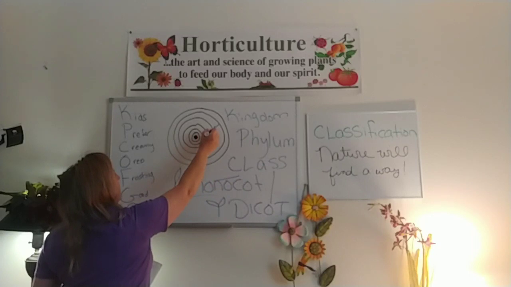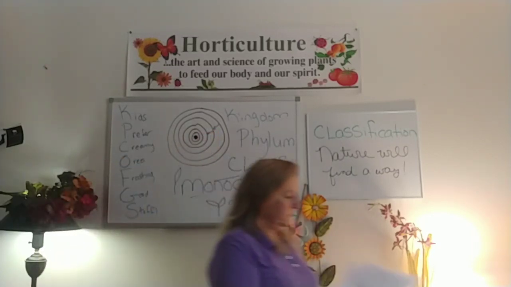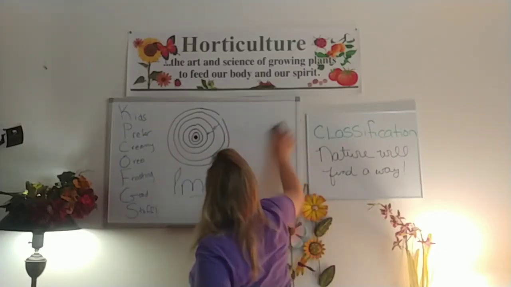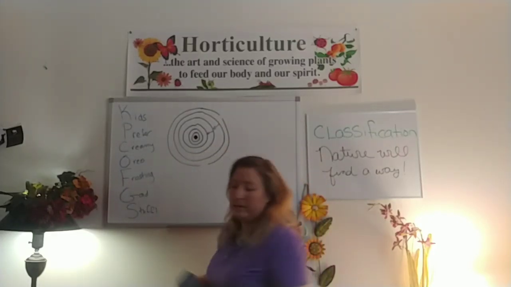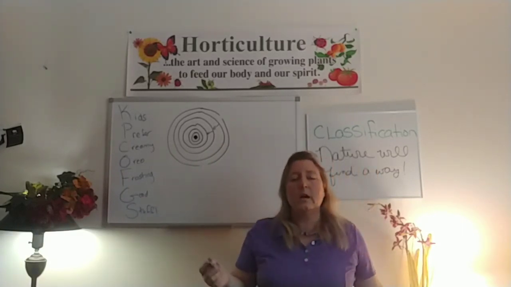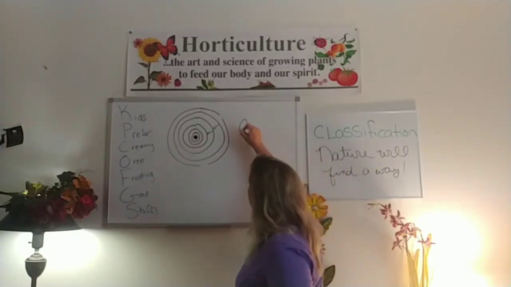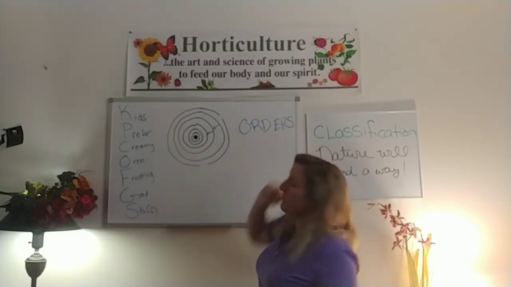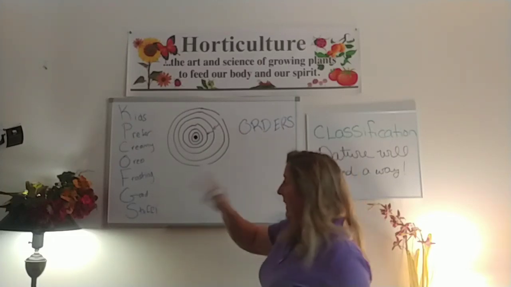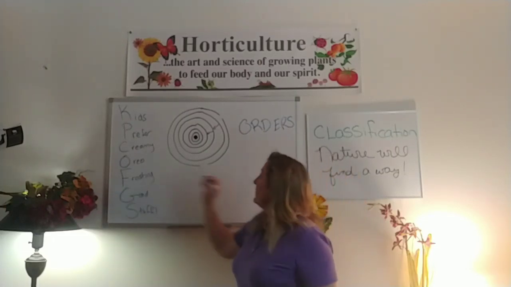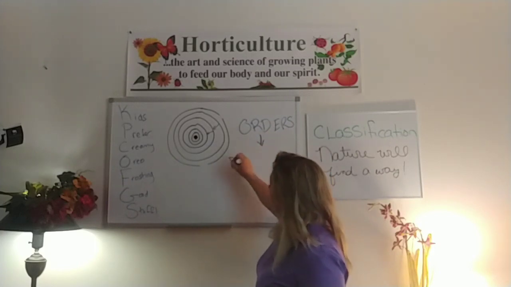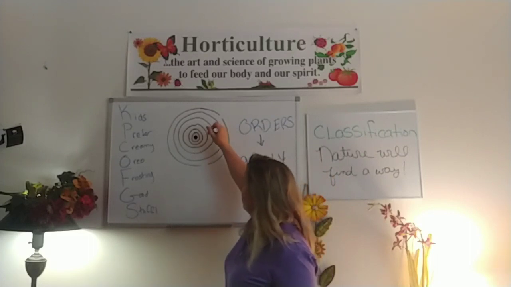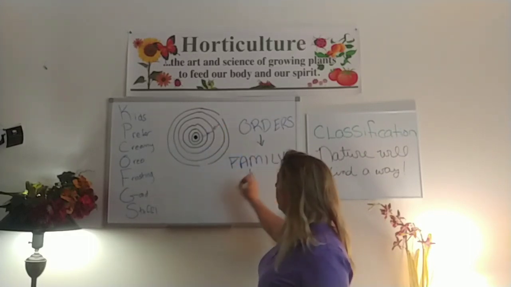So we're getting on down. Order. Now, I got to erase a little bit, so I'm trying to write big. We're not going to worry about orders of plants, okay? We're not going to get that specific. But we are going to talk about orders of insects later, all right? But you need to know order. Next, family. All right, we're getting down to genus.